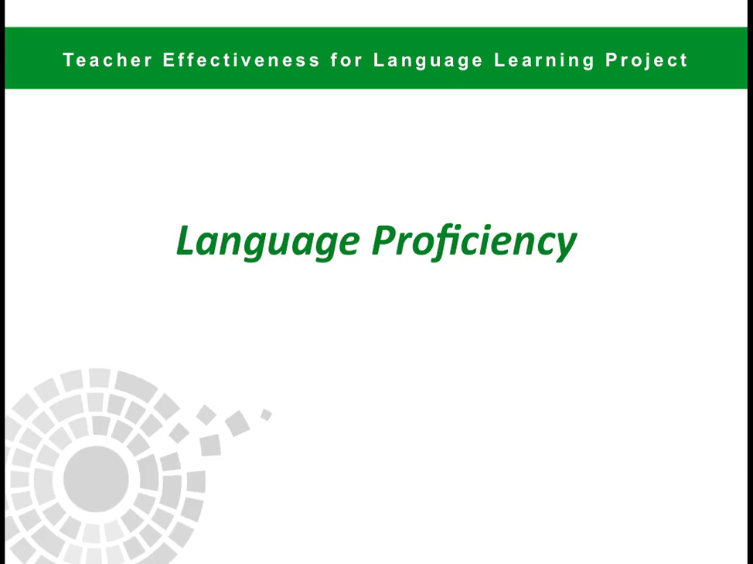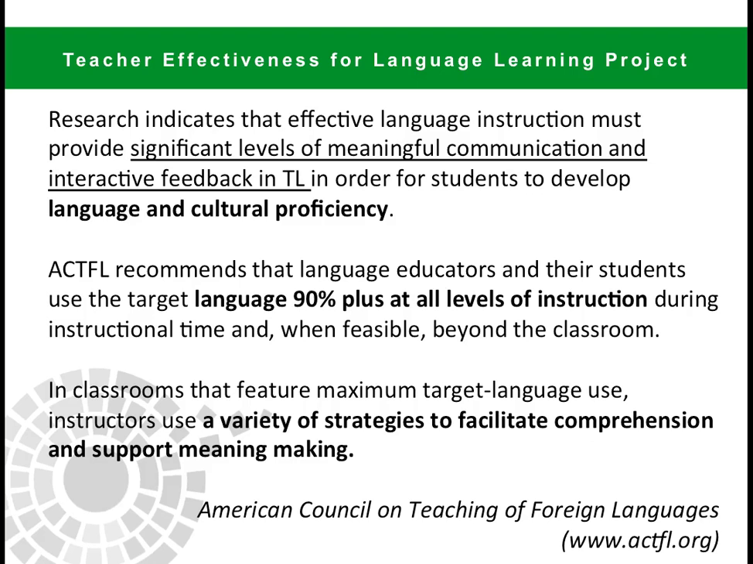Now that we have discussed what comprehensible input is, how the brain learns, and what makes the input comprehensible, let's talk about comprehensible input and target language use and how it connects to proficiency. Research indicates that effective language instruction must provide significant levels of meaningful communication and interactive feedback in the target language in order for students to develop language and cultural proficiency.